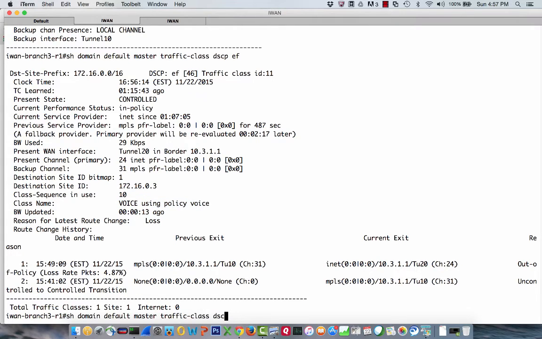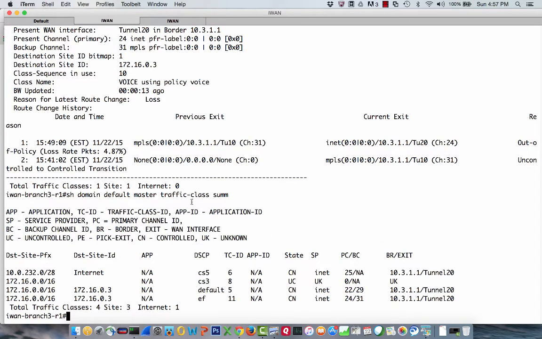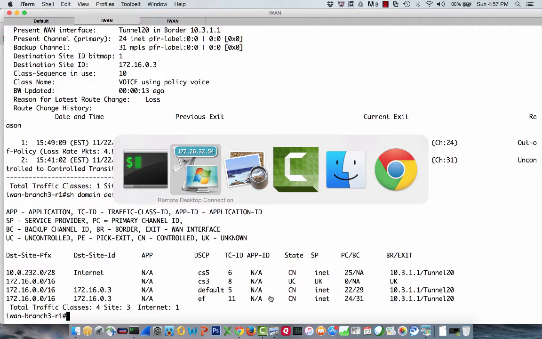We also could have done a summary. So a summary will actually show you right here. This is EF, again, traffic class ID 11, primary channel 24, backup channel 31. Service provider is INET. It is currently going out tunnel 20. That actually is also happening the other way around, but just focusing right here for right now.